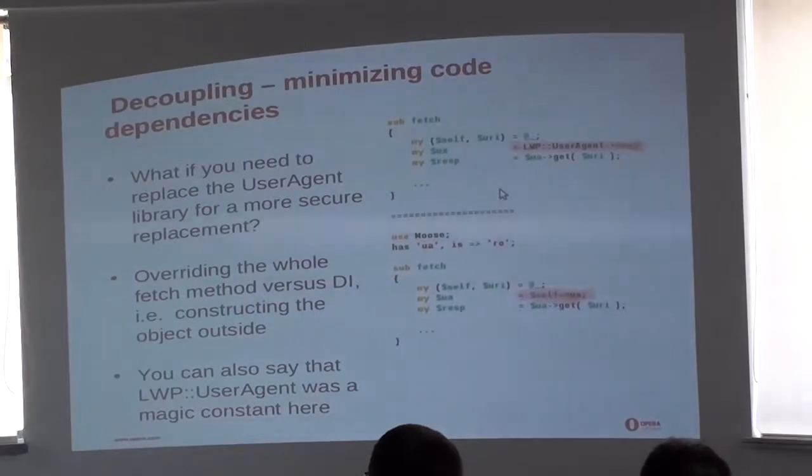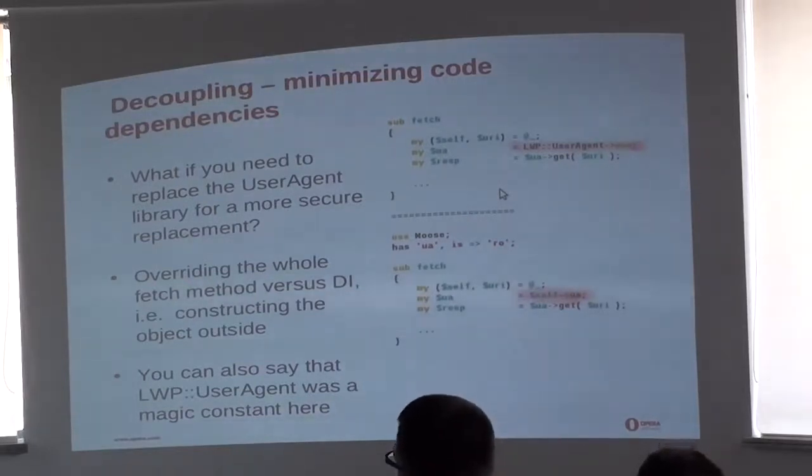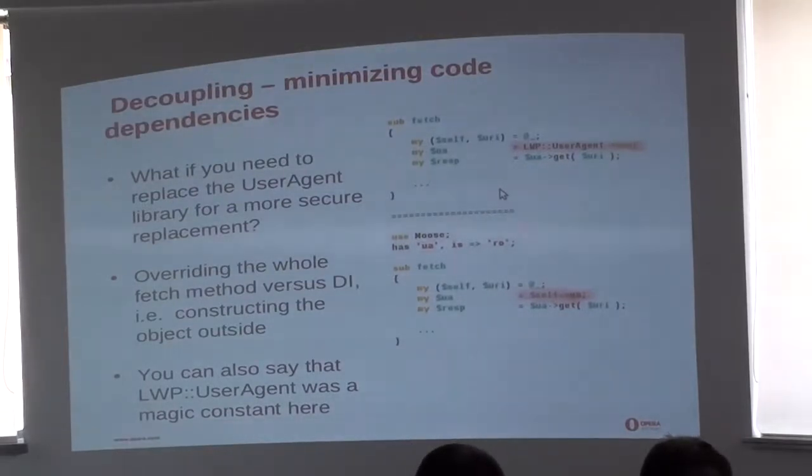So in this way, with dependency injection, we need to change much less code, and we don't need to cut and paste huge parts of code. Yes? Any questions? Is this understood?